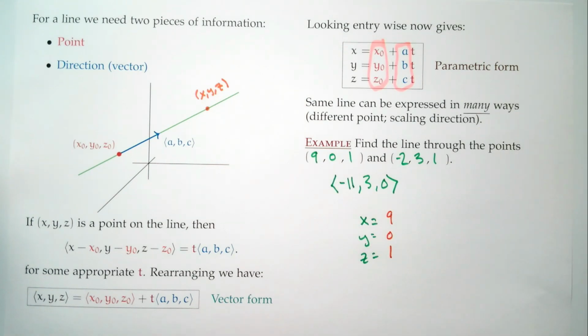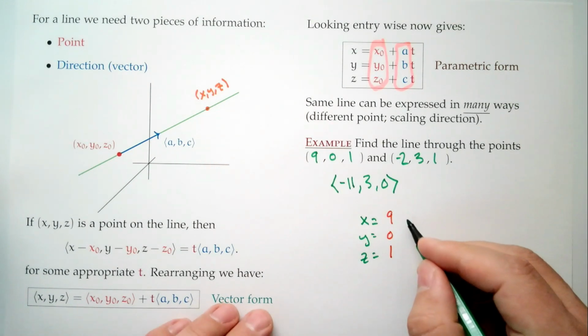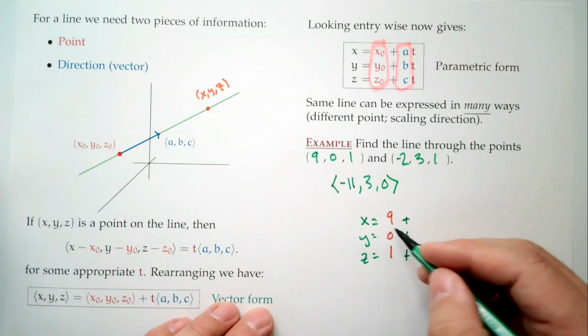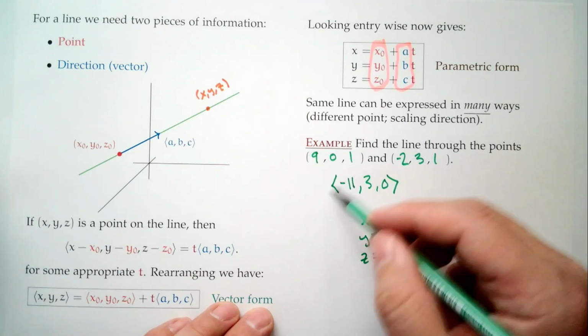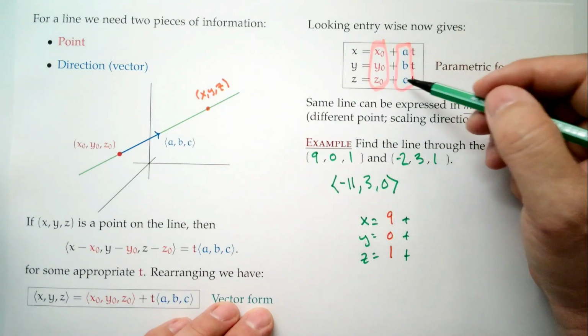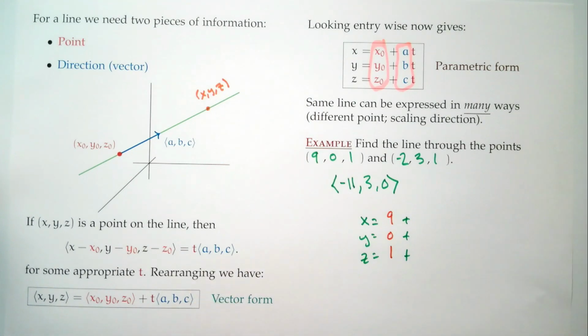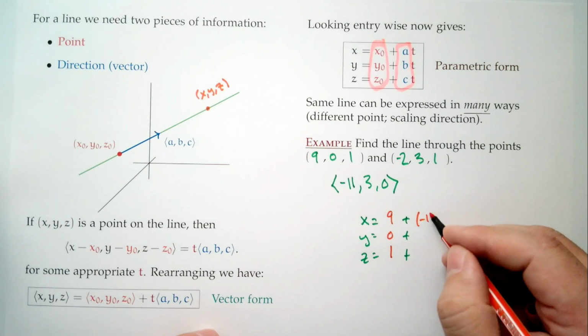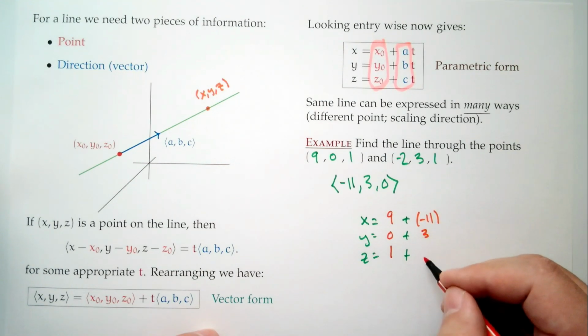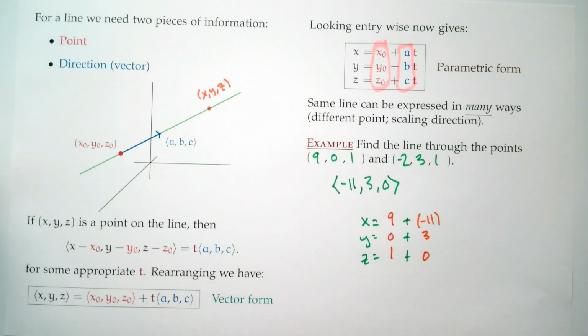All right, so there's my point. Then plus, now I have my point. Next thing is the vector. So that's the ABC part. So, well, there's really right now only one vector. But so what do we have? Plus -11 and 3 and 0. And then that's multiplied by our t.